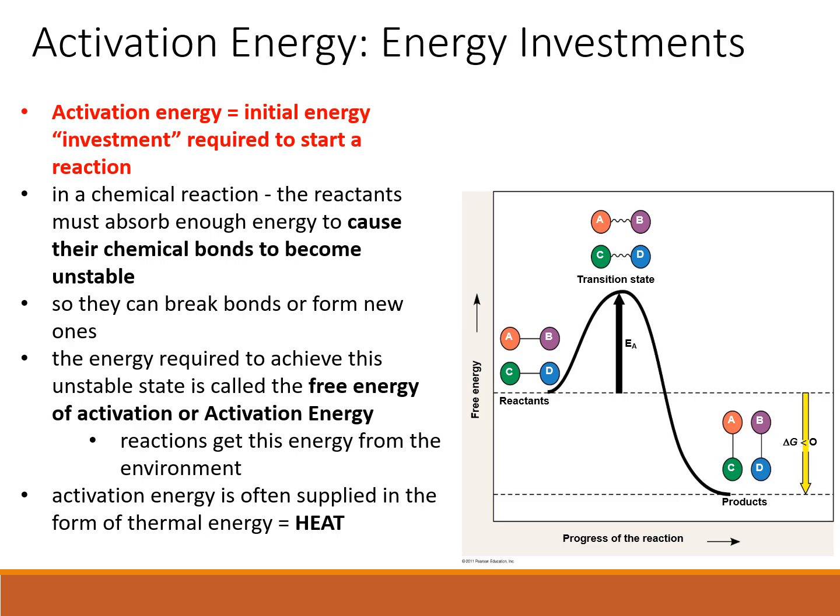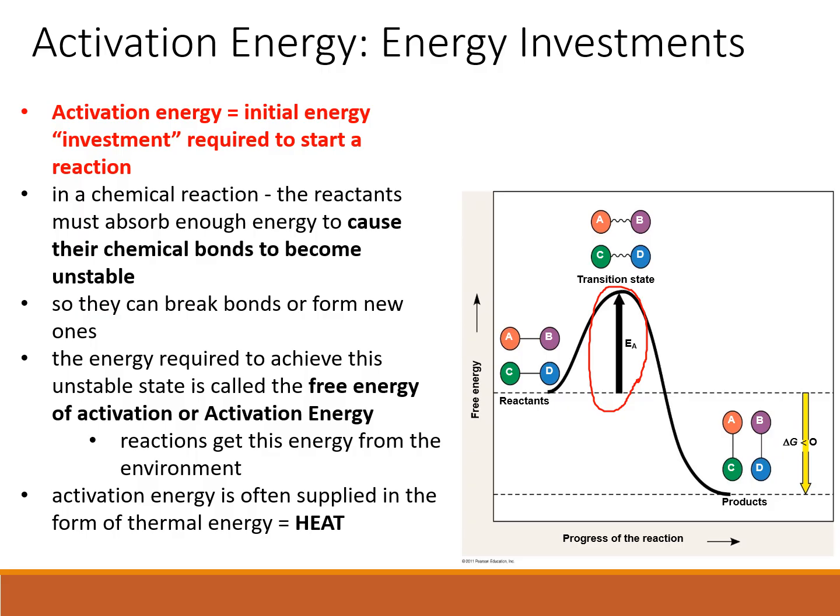This is because in a chemical reaction, the reactants have to absorb enough energy in order to destabilize their chemical bonds. And making their chemical bonds unstable is necessary so that they can break bonds and form new ones. This point in a reaction where the chemical bonds are unstable enough is called the transition state. And the energy required to get to that transition state, shown by this arrow here, that's your energy of activation. In some textbooks, they'll call that energy the free energy of activation, but you can call it the activation energy. It is short formed with the letters EA.